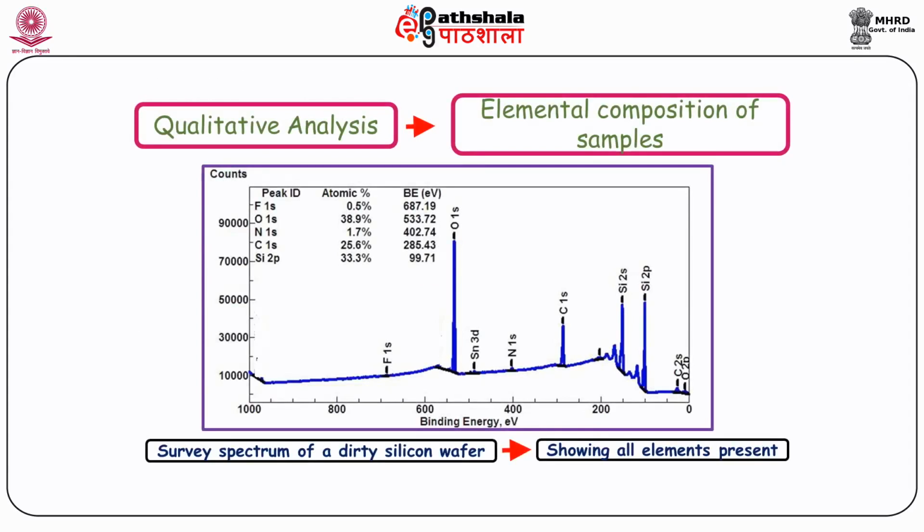Qualitative analysis leads to the elemental composition of samples, which means that whatever peaks are there at the surface, those are the elements present on the surface, and from the intensity of the peaks one can make out the extent of presence of those elements. This has been shown here: the surface spectrum of a dirty silicon wafer leads to results which show all the elements present there.